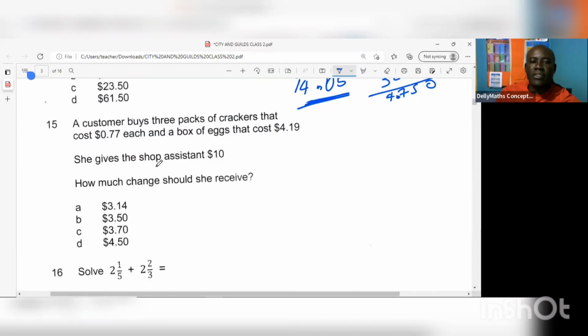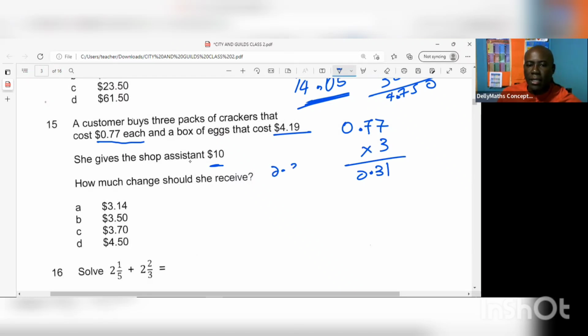A customer buys 3 packs of crackers that cost that each, and eggs for that. She gives the shopkeeper that. How much change will she get back? First thing you want to know is I have my 0.77. I bought 3 of them for that. What's the total that I pay? I will pay $2.31 when you multiply this. I'm going to add that to my eggs.